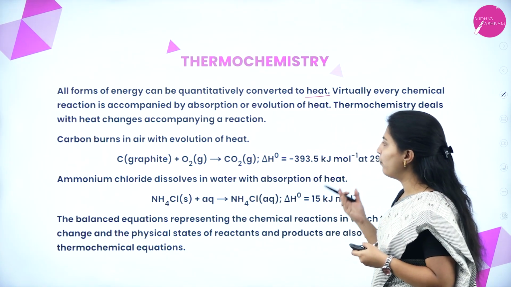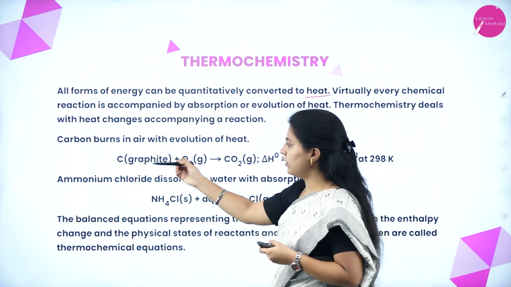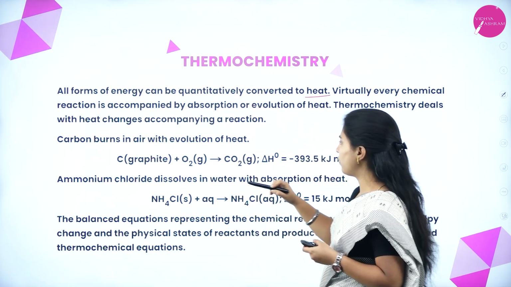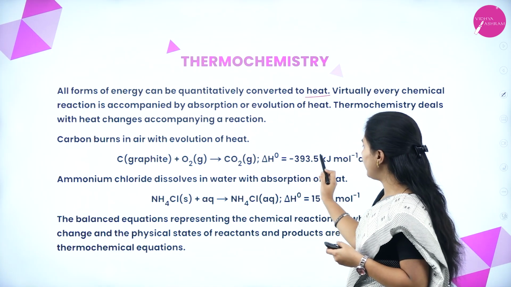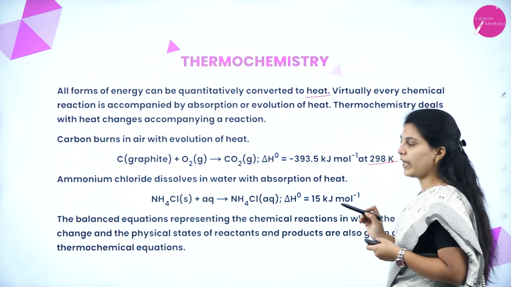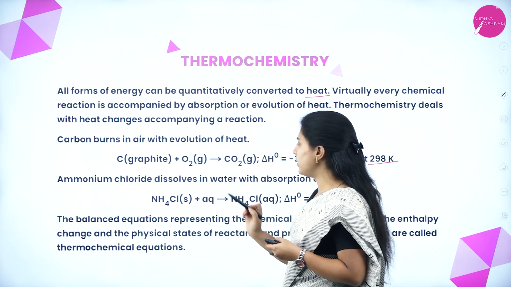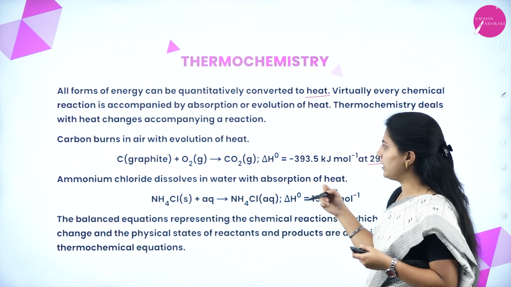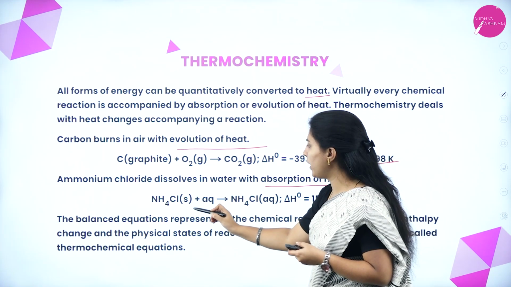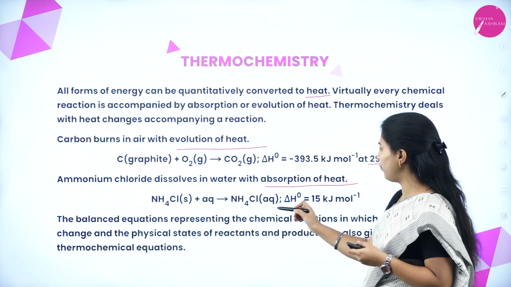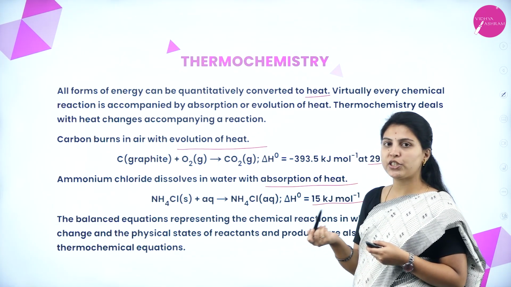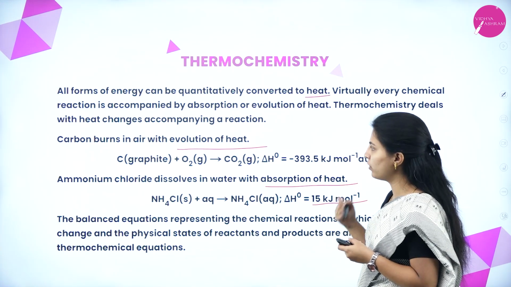Carbon burns in air with evolution of heat. Carbon, in its allotrope graphite, if it burns in air in the presence of oxygen, gives carbon dioxide with enthalpy change minus 393.5 kilojoule per mole at 298 Kelvin. Ammonium chloride dissolves in water with absorption of heat. This is evolution of heat. This is absorption of heat. In the aqueous solution, ammonium chloride forms with absorption of heat at 15 kilojoule per mole. Here you can observe an exothermic reaction and also an endothermic reaction.